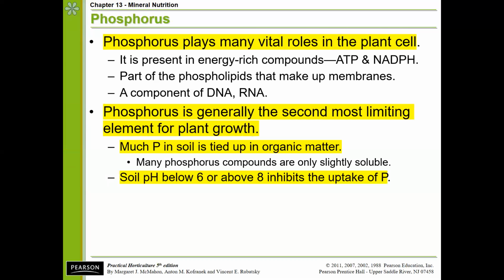Generally in soil, it's often tied up in organic matter, and many of the phosphorus compounds are only slightly soluble. It's a much less mobile nutrient than nitrogen, for instance. Another thing we have to look at is the soil's pH for the ability of plants to actually uptake phosphorus. Generally, between 6 and 8 is what we're looking at, so really hovering around neutral is most beneficial for uptake of phosphorus.